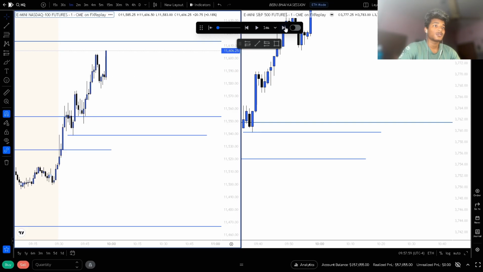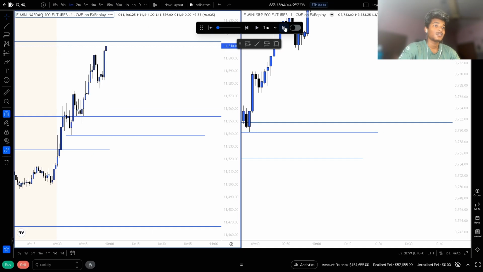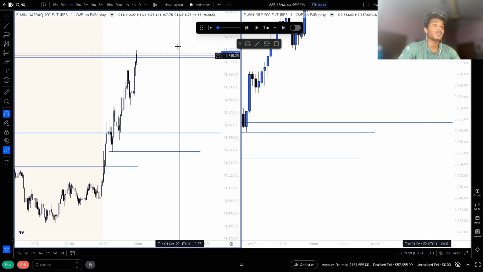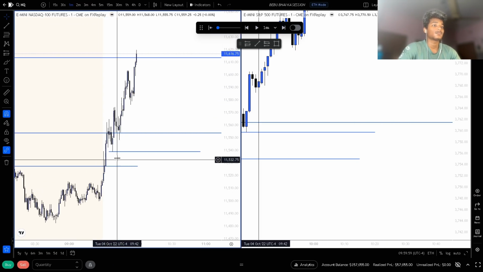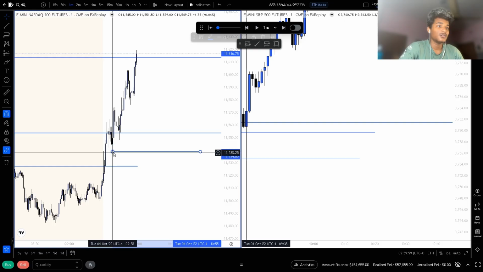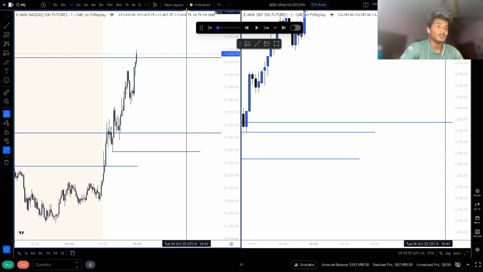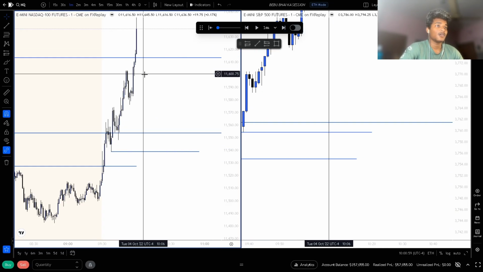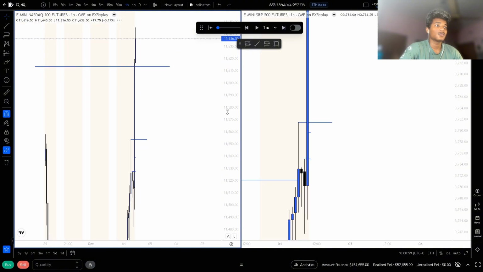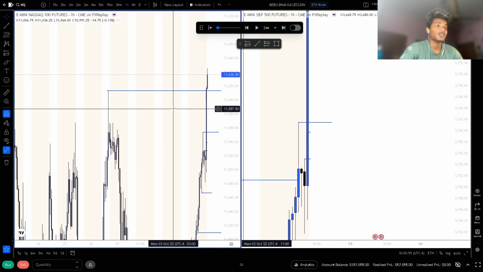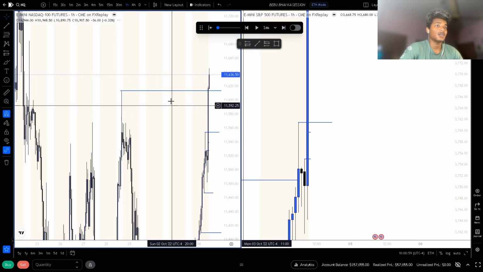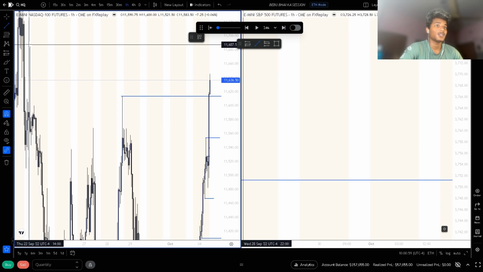So it's 9:57. Market had taken out this liquidity and let's get the 10 a.m. open now. So at the 10 a.m. open, the market next draw is gonna be this high.